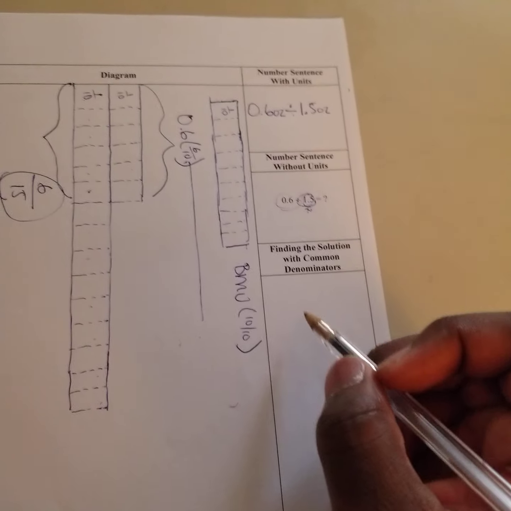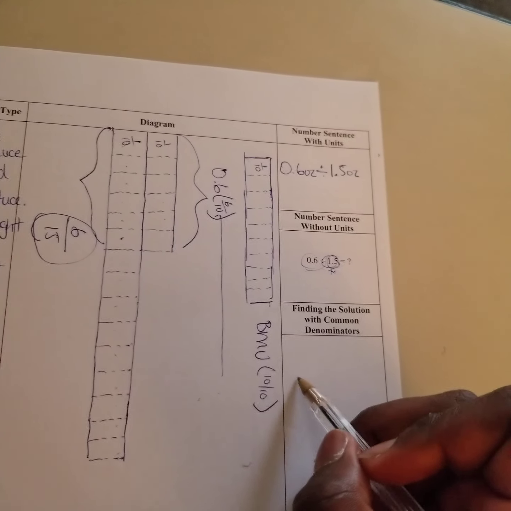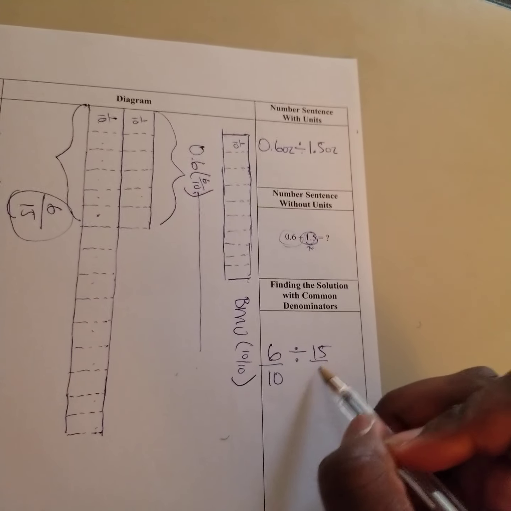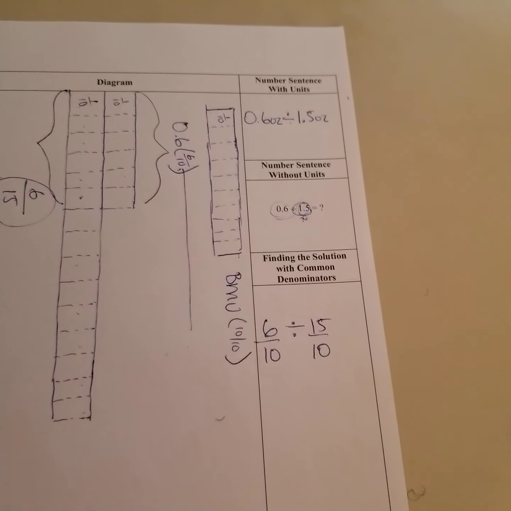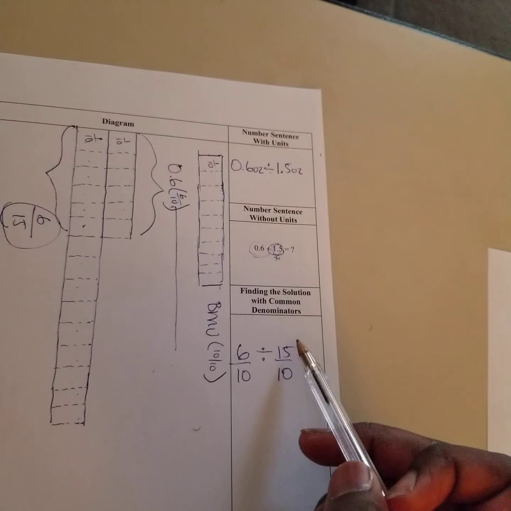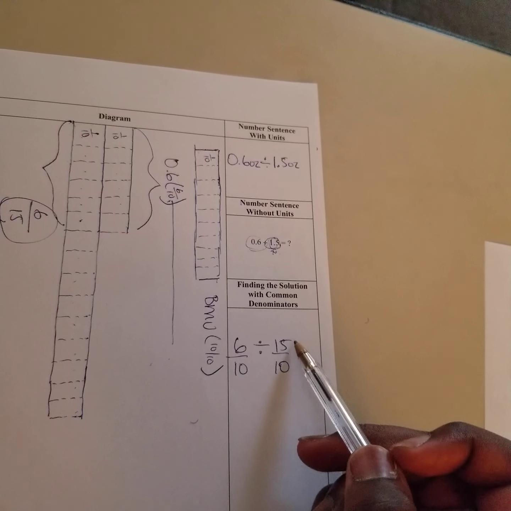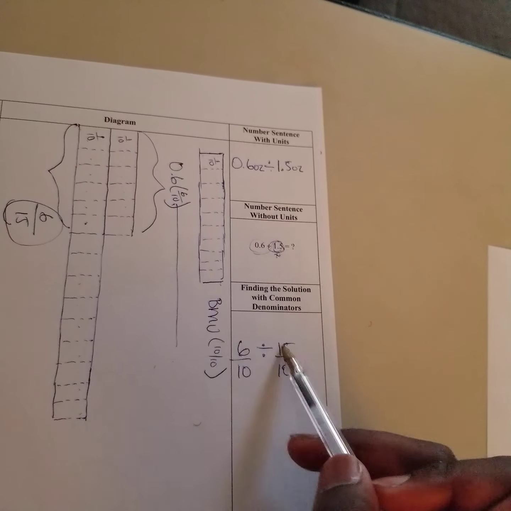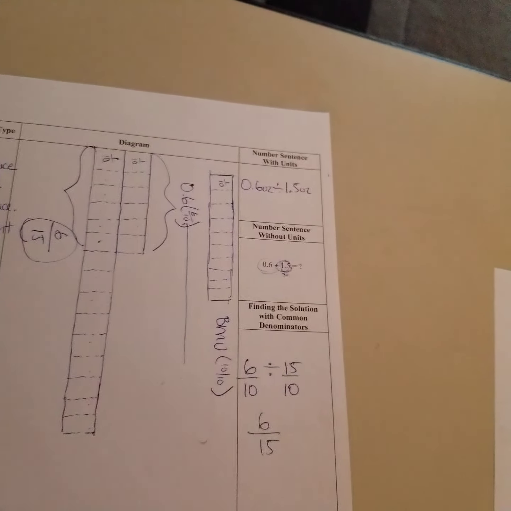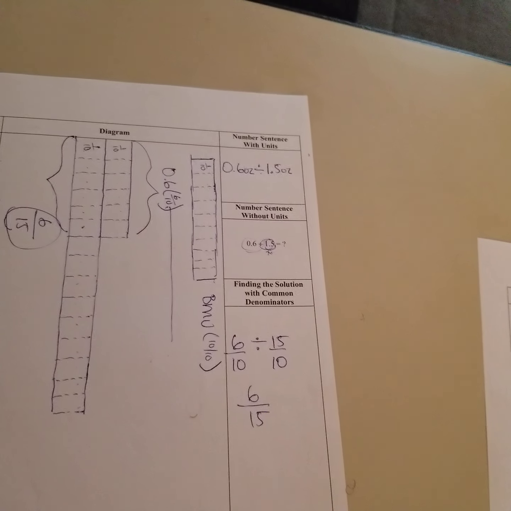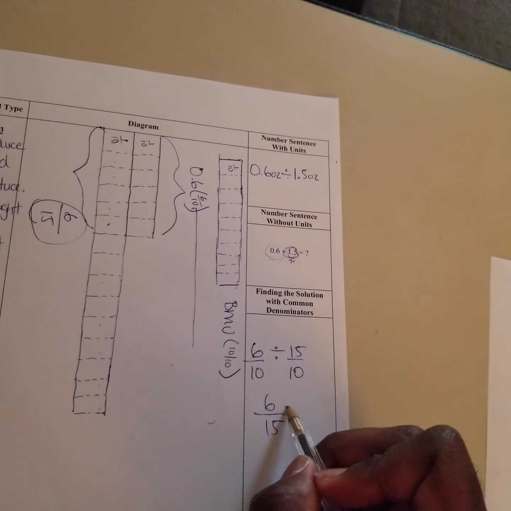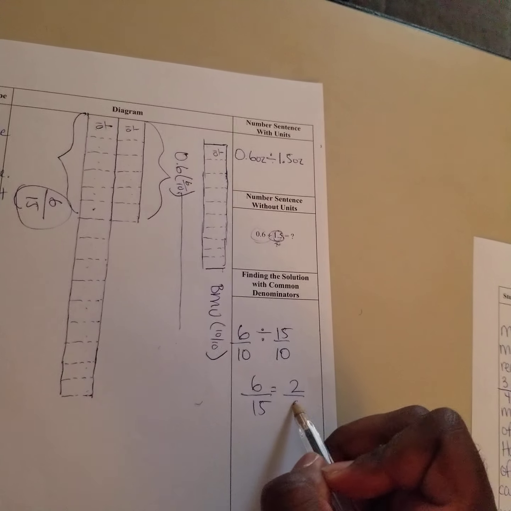Another way we can demonstrate that is with common denominators, right? So 6/10 divided by 15/10. Remember, when the pieces are the same size, we can just find out how many copies of the divisor fit into the dividend, or we can just divide the numerators, right? This can be rewritten as 6/15. Okay, that is that. You could also represent this as 2/5.